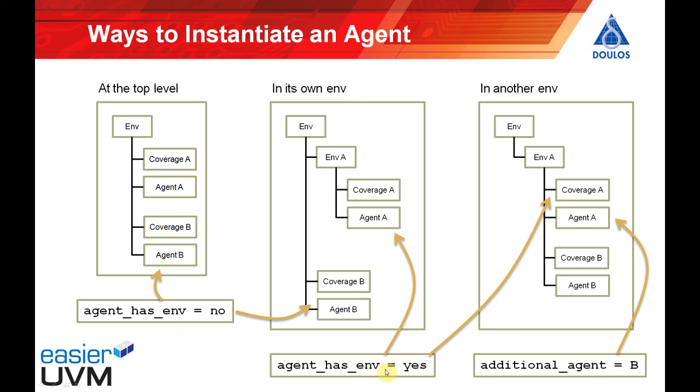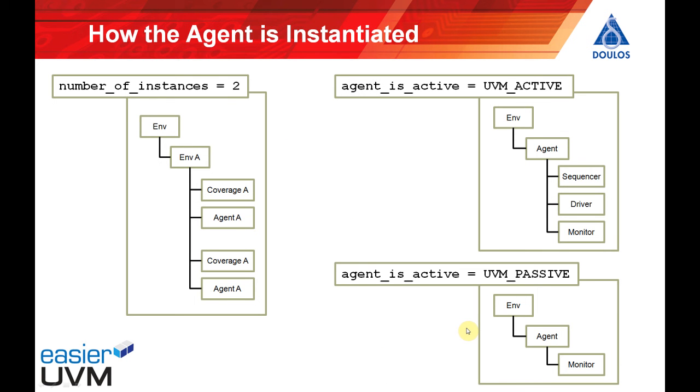So I've been talking here about settings that you can put within an interface template file that control how that agent gets instantiated. Let's look at a couple more of those settings. One that you might want to know about is number of instances. By default, the number of instances of an agent is 1, but if you set number of instances to a value greater than 1, then you get multiple instances of that agent. So in this case, agent A is instantiated within its own env, but we've got 2 instances of agent A set in the interface template file, and so we get 2 symmetrical instances of the same agent and 2 symmetrical instances of the coverage component associated with that agent.